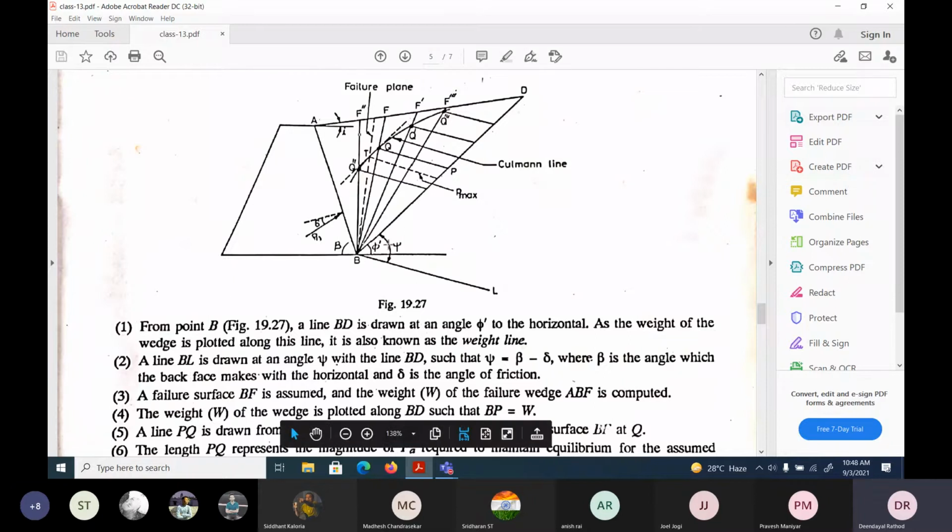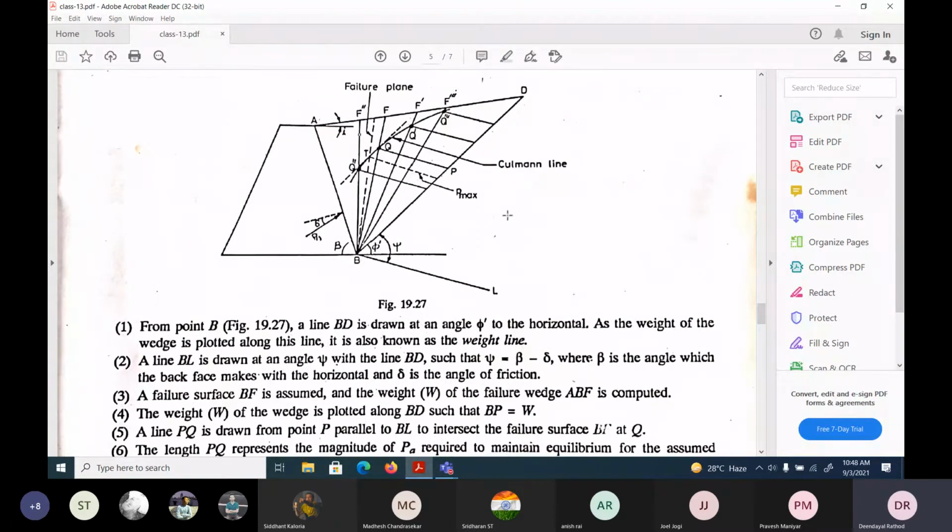A line BL is drawn in a similar way. A line BL is drawn at an angle psi with the line BD, such that, as previously, we have taken psi equal to beta minus delta, where beta is the angle which the back face makes with the horizontal and delta is the angle of friction. This beta and delta we are following from Coulomb's theory, same thing. So this psi is drawn here, this particular BL. Both lines have been drawn with the angle we know.